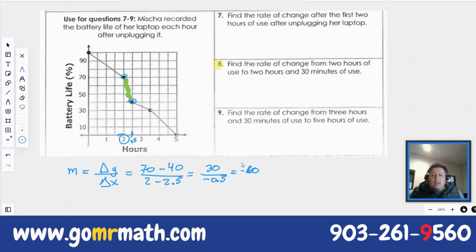It's changing negative 60% per hour on this specific frame here. That's why in half an hour it changed 30% from 70 to this point at 40. Okay, so there should be negative 60%. That is what is changing on this battery lifetime. Okay, let's continue.